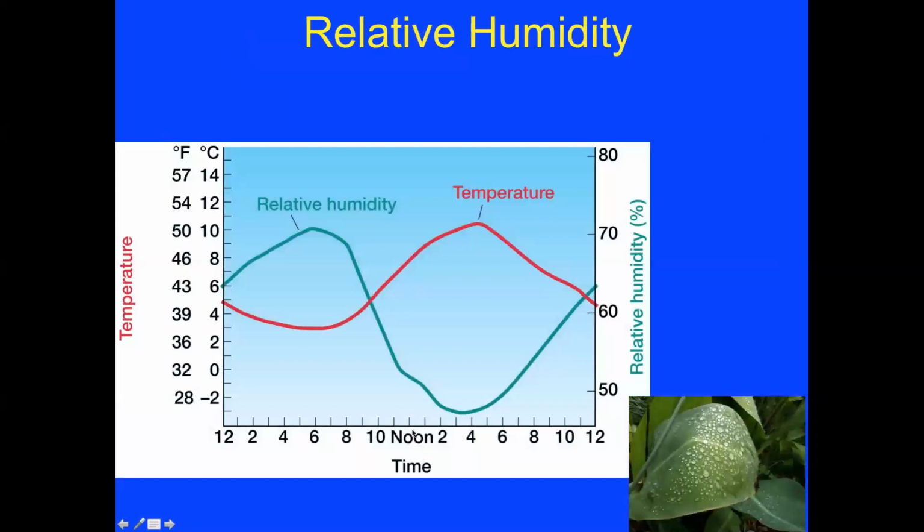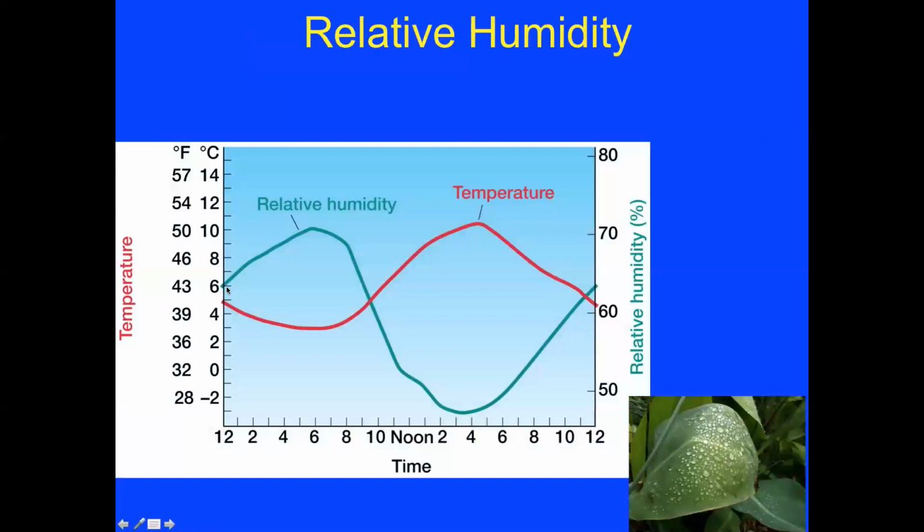It doesn't actually typically peak at noontime. It typically peaks sometime after noon. In this graph, we're seeing about 4 p.m. is the peak of the temperature of the day, the high temperature. And then after about 4 o'clock, it tapers off and cools off again. How does relative humidity change as a function of that?